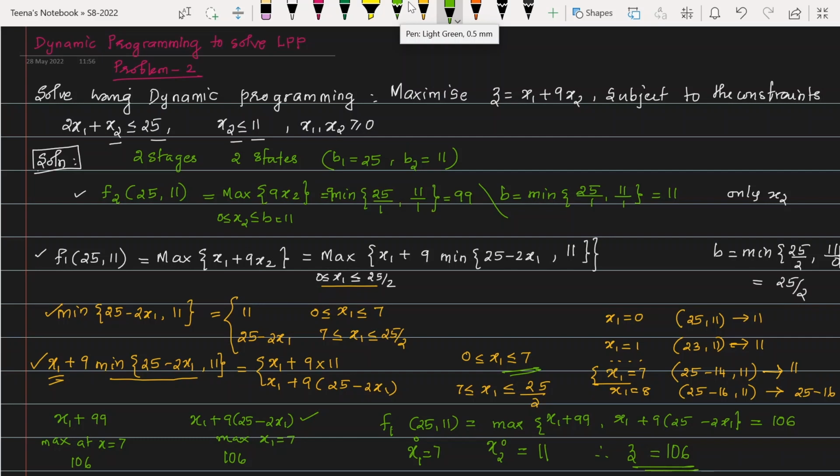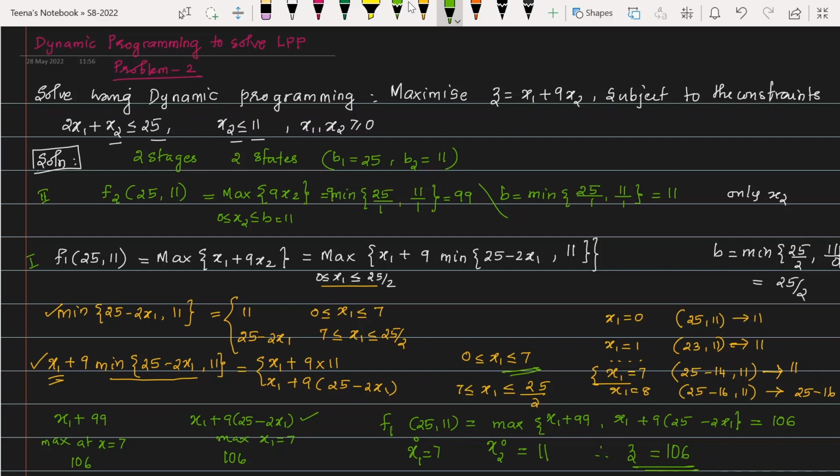So this is how we proceed with the dynamic programming technique in order to solve the linear programming problem. The given problem is split up into two stages. Here we have stage 2. This is the second stage which is considered first, and this is the first stage which is considered as the second one. We are proceeding through the backward computation method. So here we have f2 first.